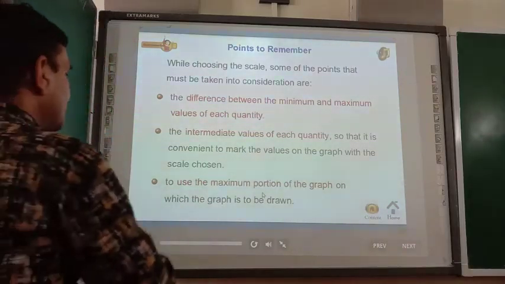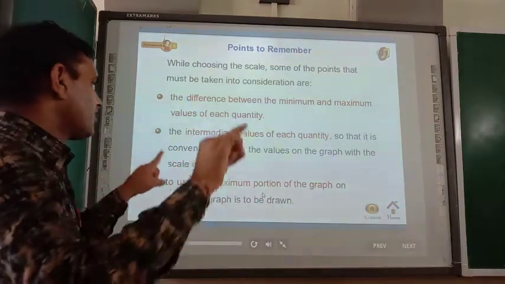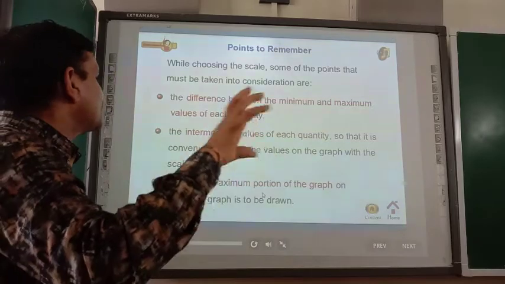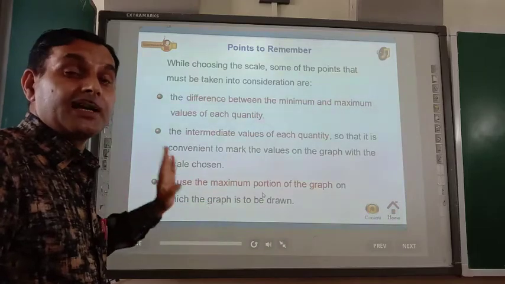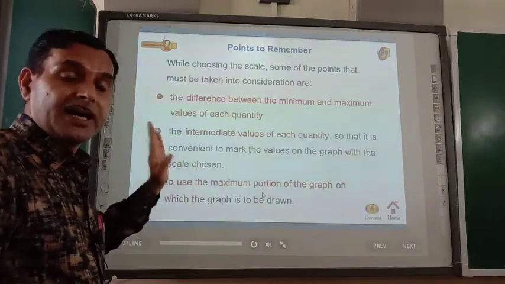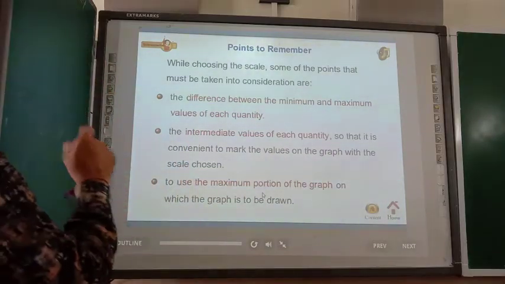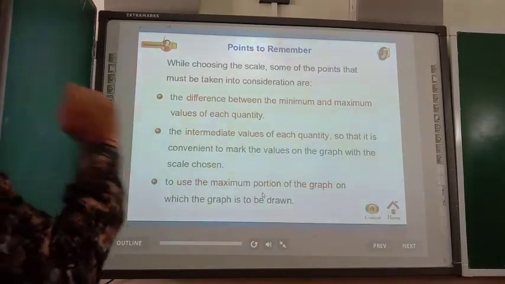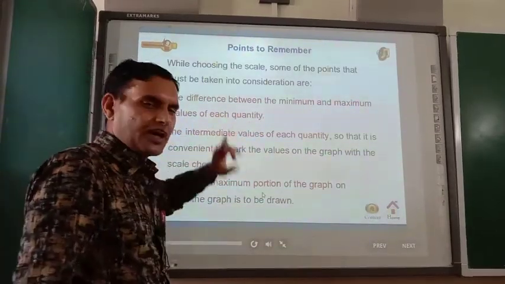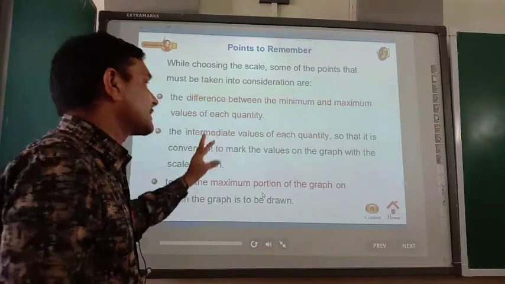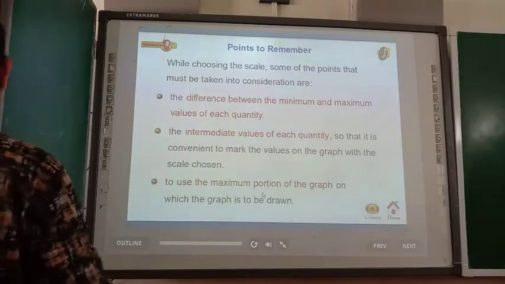Next one is to use the maximum portion of the graph paper on which the graph is to be drawn. It means the utilization of the portion should be the maximum. In addition to this, clarity should be there. If clarity is not there, then analyzing the data would be difficult. So these are the things which need to be taken care of while plotting a graph. Once we plot a graph, you will understand the meaning of these points.